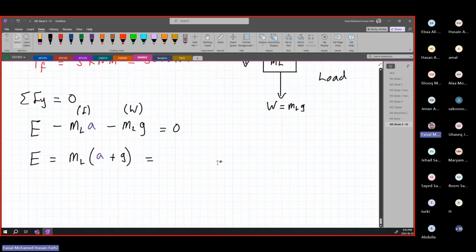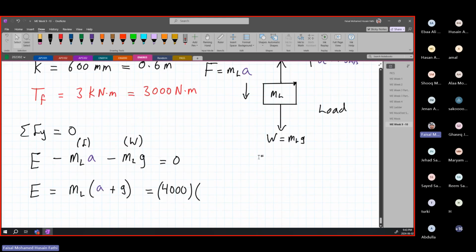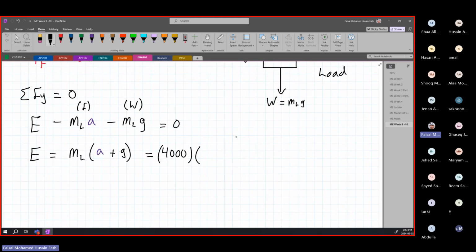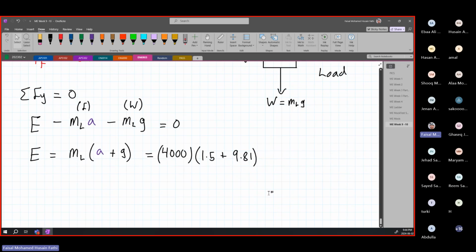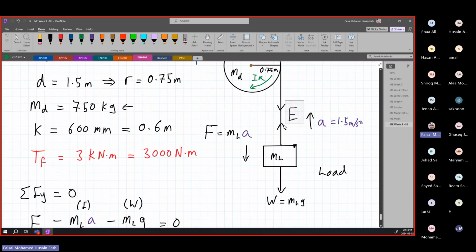ML is 4,000 kilograms times A, which is the acceleration we have, which is 1.5 meters per second squared, plus G, which is 9.81 or 9.8, or whatever the assumption you want to take for G. Our E is going to be equal to, if we put all of this into the calculator, so 1.5 plus 9.81 times 4,000 is 45240 newtons. All right, remember, E is simply just a force. Okay, so we have found our E force. So we are done now with the bottom part. We have already done our analysis here.